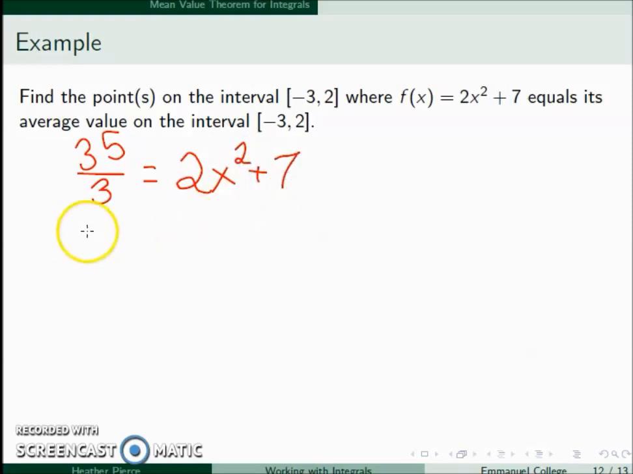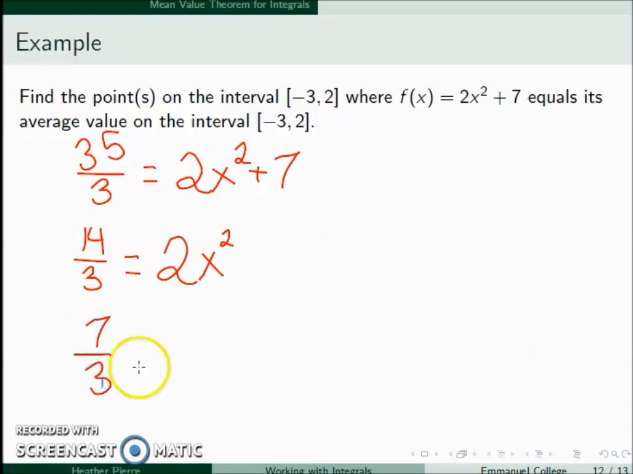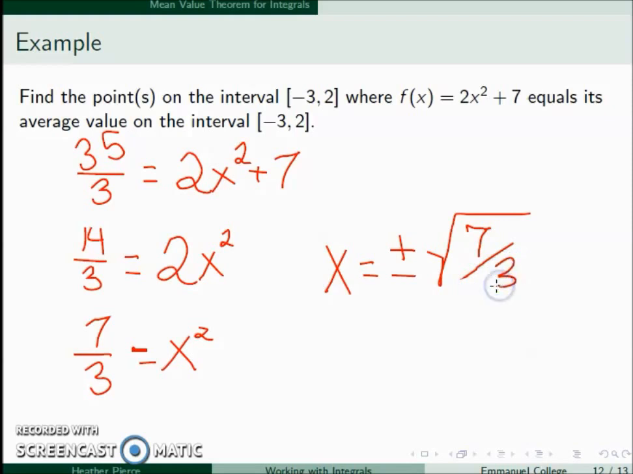I'm going to start by subtracting 7 from both sides. That leaves me with 14 over 3 is equal to 2x squared. Dividing by 2 gives me that 7 over 3 is equal to x squared. And taking the square root of both sides gives me that x is equal to plus or minus the square root of 7 over 3. Since both the square root of 7 over 3 and negative square root of 7 over 3 are in this interval, these are both points on this interval where the function is equal to its average value.